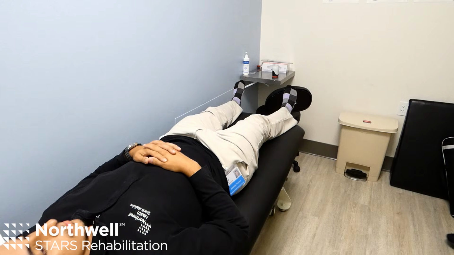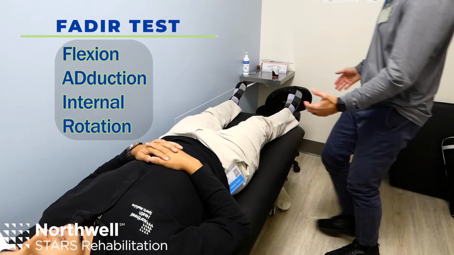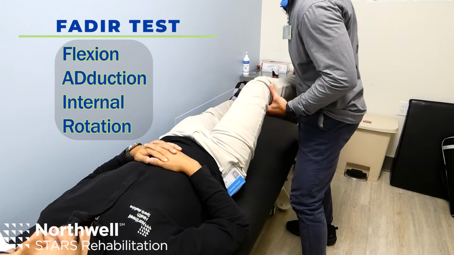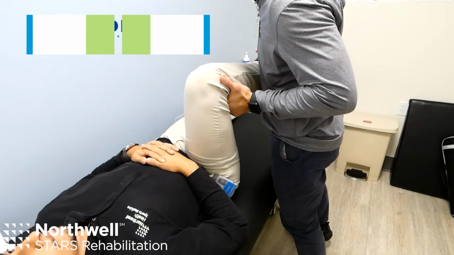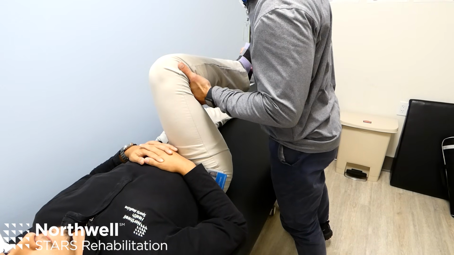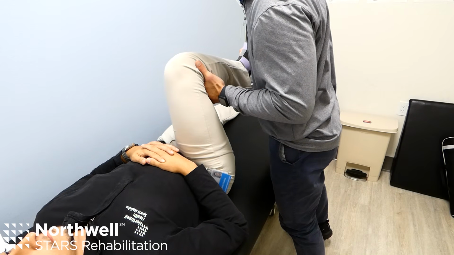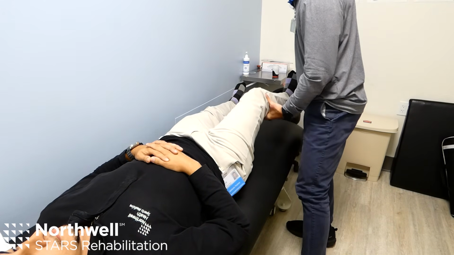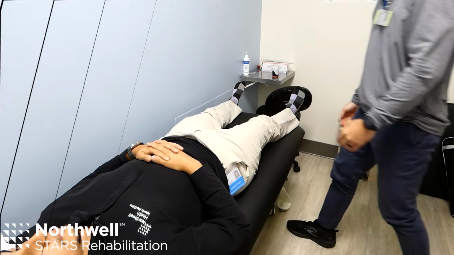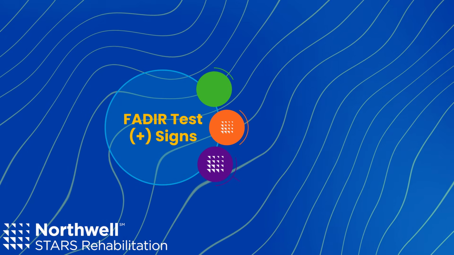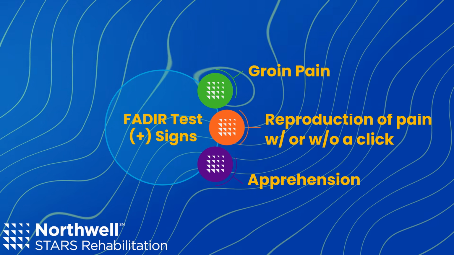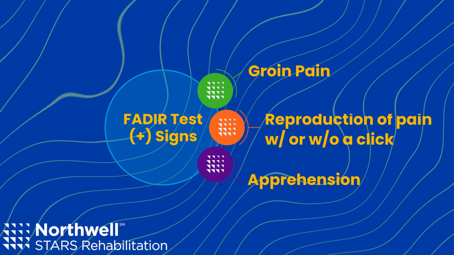Next, the FADIR test. The athlete or patient is supine. The examiner grabs the affected leg and bends the knee while moving the hip into flexion. The examiner then combines adduction with internal rotation of the hip. A positive test is pain at the groin, a reproduction of symptoms with or without a click, or apprehension.